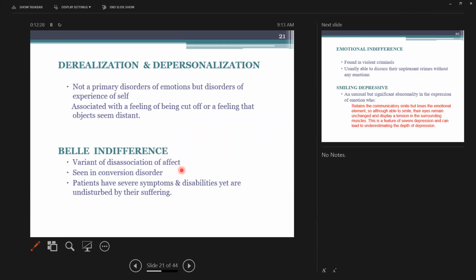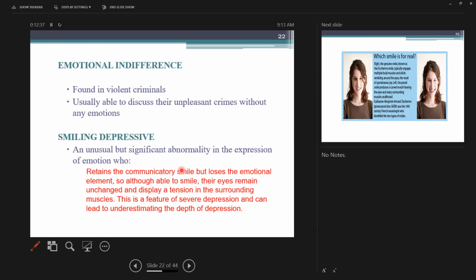Now, the term la belle indifférence. It is usually seen in conversion disorders. The patients are undisturbed by their very severe symptoms and their suffering. Emotional indifference is seen in violent criminals who are able to discuss their unpleasant crimes without any emotions.